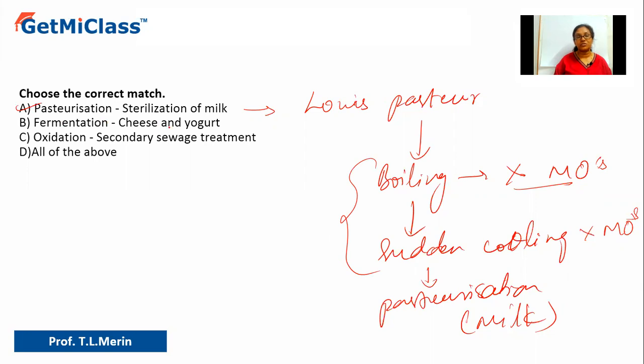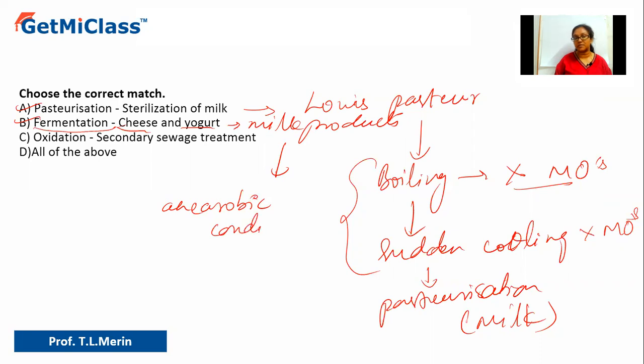Option B says fermentation, cheese and yogurt. Yes, fermentation is a type of anaerobic process, by which certain organisms will produce certain enzymes which will convert the raw material into specific products. Now, cheese and yogurt, these are milk products. These products are produced by the fermentation process. Basically, in the fermentation process, anaerobic condition is present. Mostly it is anaerobic condition.